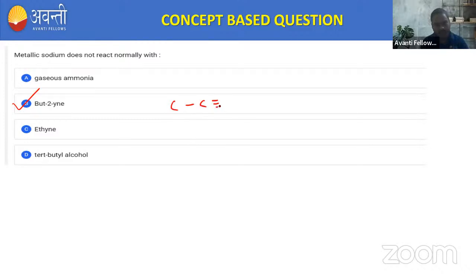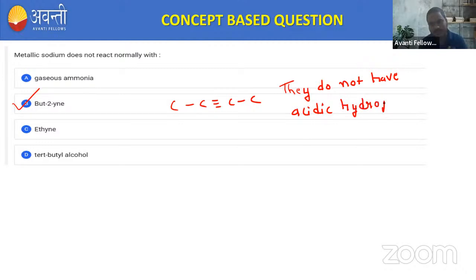So but-2-yne, this is the structure of but-2-yne. So they do not have any acidic hydrogen. So metallic sodium does not react with but-2-yne, because it does not have any acidic hydrogen. They do not have acidic hydrogen, so they do not react with this. So but-2-yne is the correct answer.